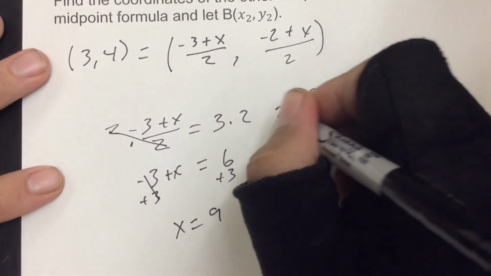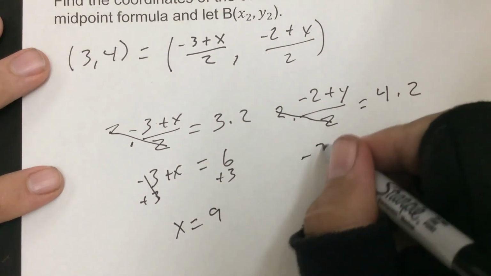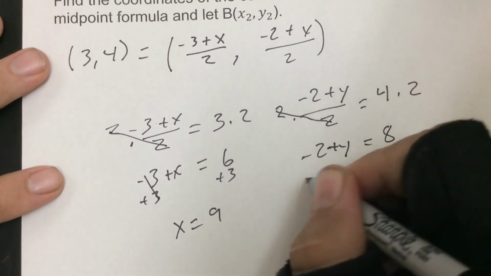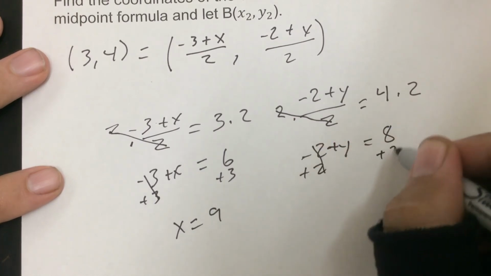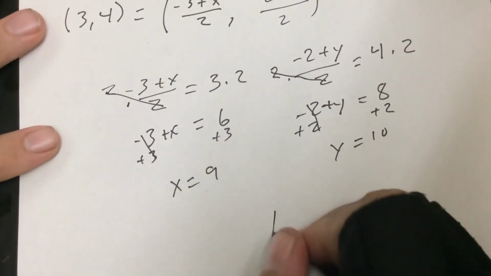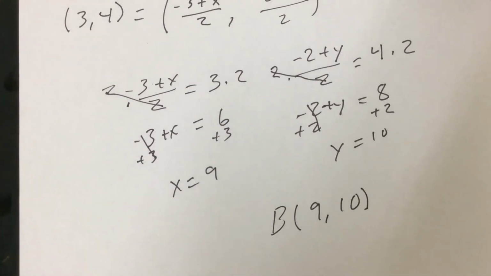Over here, same thing. Multiply by 2 to cancel, so we have to multiply the other side by 2. So negative 2 plus y equals 8. Add the 2 over. So y would equal 10. So our final answer, our point B, is then going to be 9, 10. That's how we would write that.